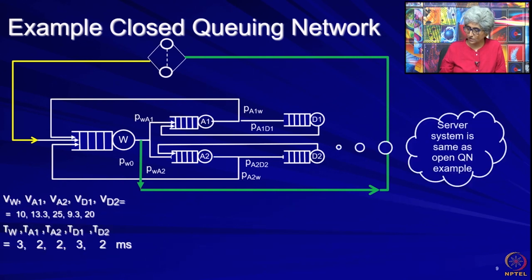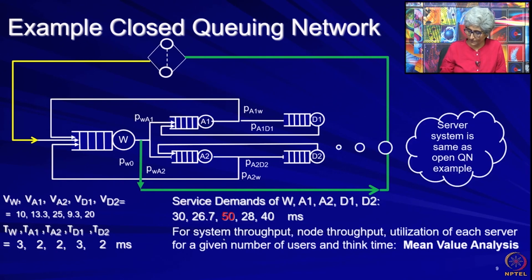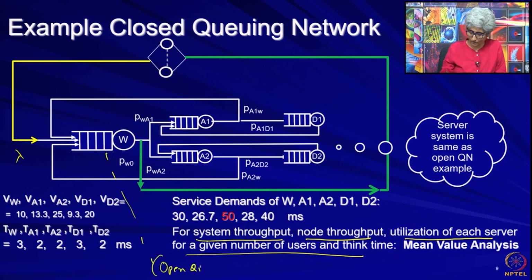The next things will be system throughput, node throughput, and utilization of each server for a given number of users and given think time. This part now is very different. We do not have the external arrivals. When we have external arrivals, remember each of these queues for open Qn becomes an M/M/1 queue, and this gives us the response time and so on. This is not what is going to work for closed queuing network.